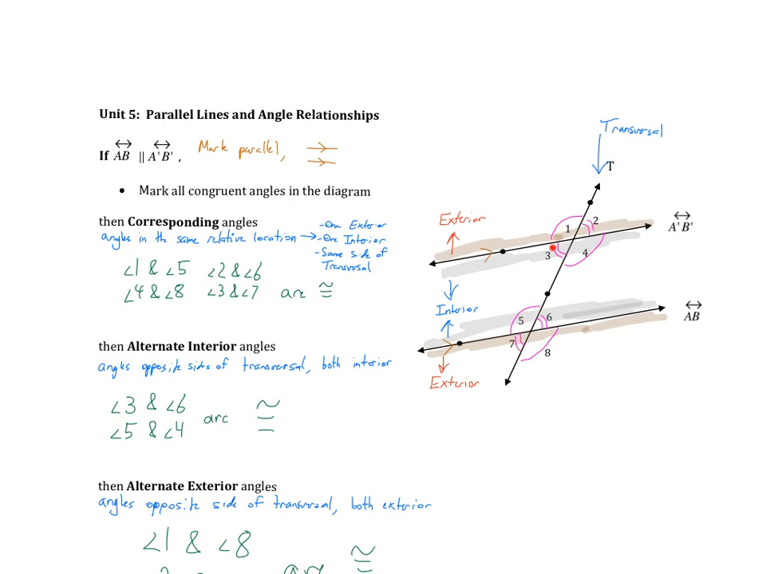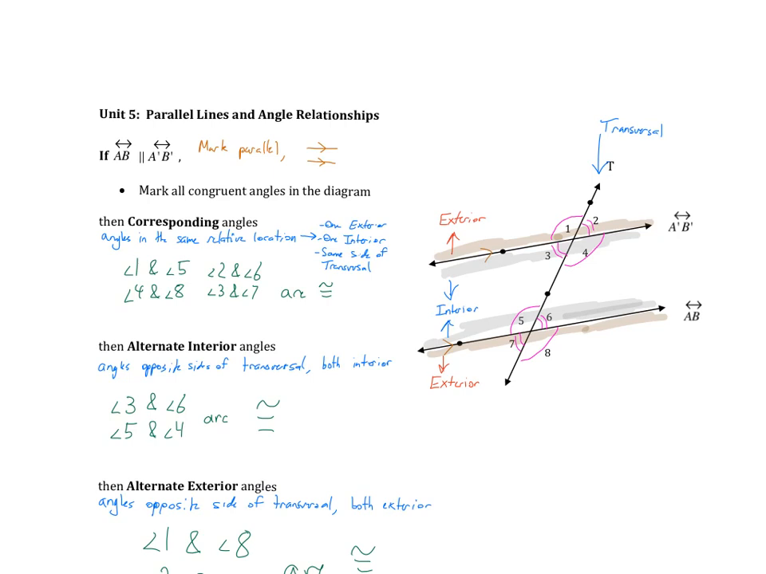So that's the big idea for corresponding angles. One's exterior, one's interior, and then they're on the same side of the transversal. So other angles, 2 and 6, 4 and 8, and 3 and 7. So if the lines are parallel, then this type of angle, corresponding angles in the same relative location to the transversal and the parallel lines-ish, are congruent.